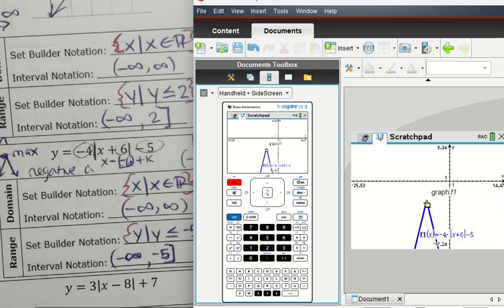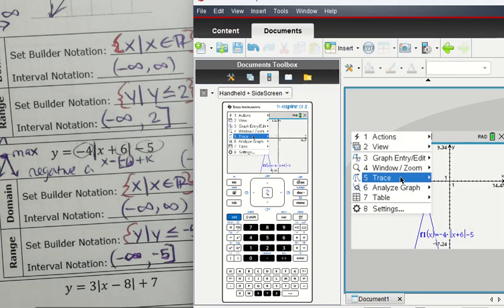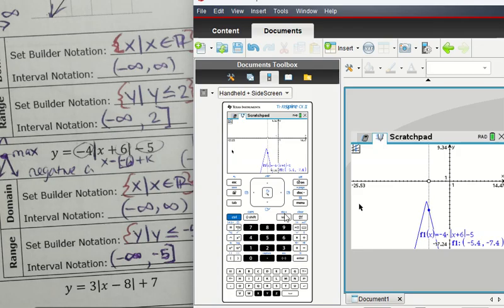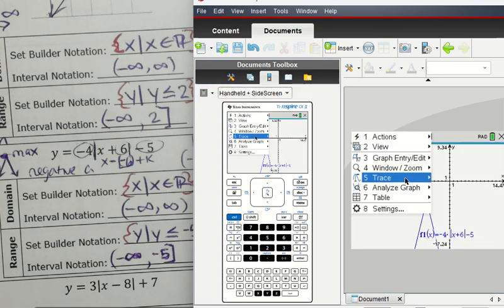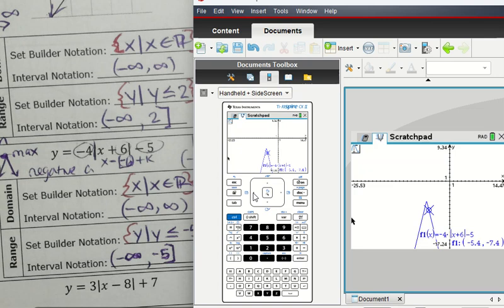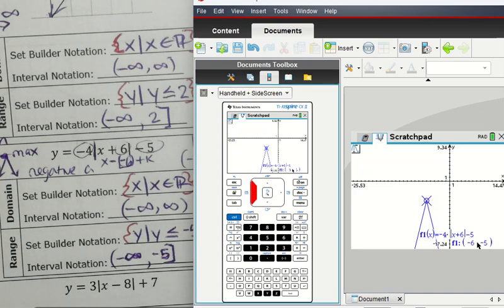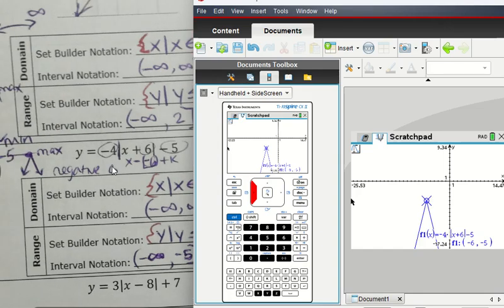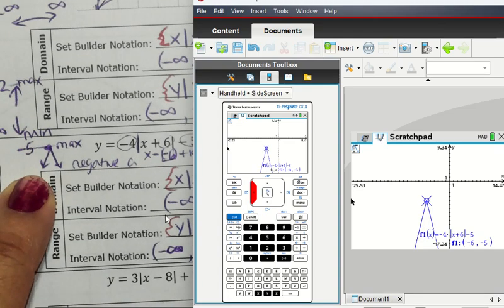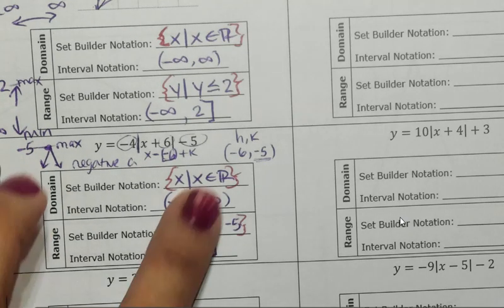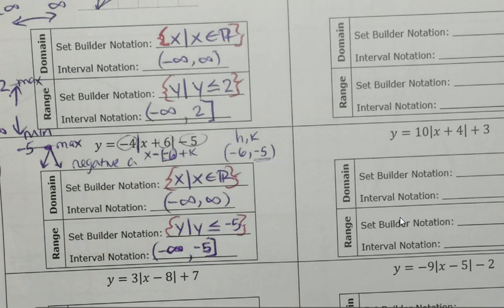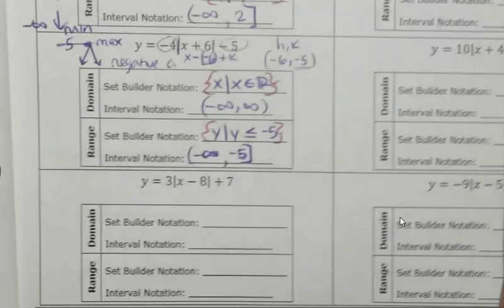All right, so we're going to notice that right here, that vertex, we can trace it. Let me do trace. And then the maximum it tells you is (-6, -5), which means that -5 is the y value. And then also it's going down forever and to the left and right forever. So it's kind of like the sketch that I have right here. So this is enough for you to find the domain and range, just a little sketch of how it's opening and where that vertex is at.